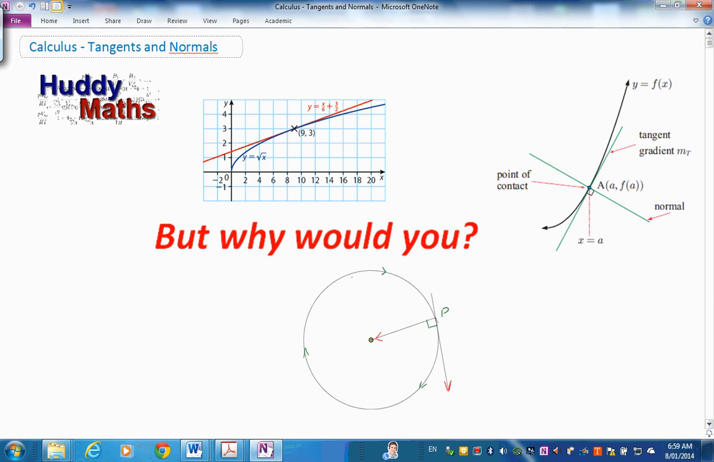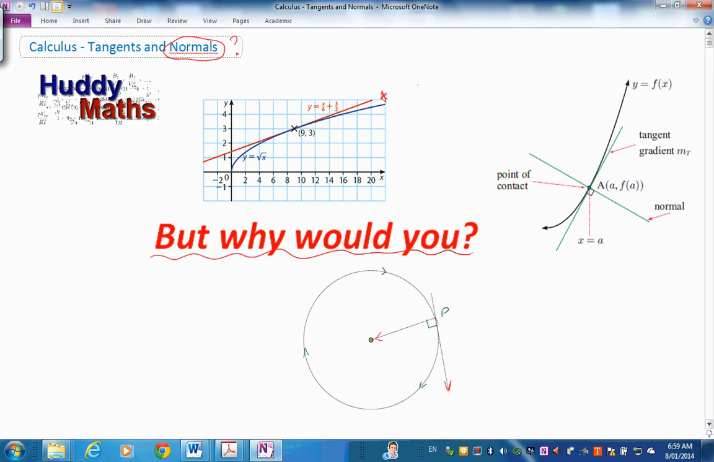Wow, what's going on here? Drawing tangents and normals to curves with calculus? Why would we do that? First of all, what's a normal? Do you know? We'll have a look at that in a minute. Here's the burning question. Why would you want to draw tangents?